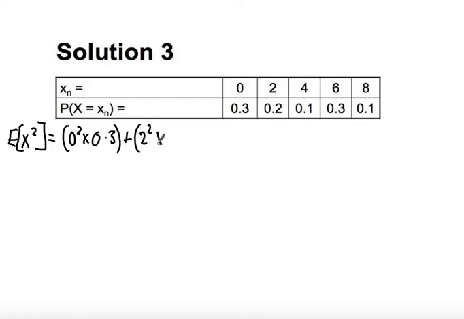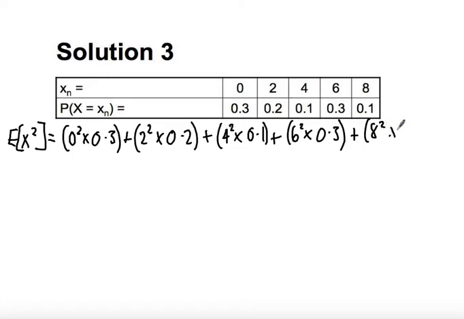Then I get 2 squared times 0.2. Value squared times the probability. I get 4 squared times 0.1 plus 6 squared times 0.3, and finally plus 8 squared times 0.1. Again, your first mark in the exam is given for writing out the calculation that is required in order to calculate this expectation, and then finally you're going to get your answer mark, and if you do this on your calculator, check it for yourself, you get an answer of 19.6.